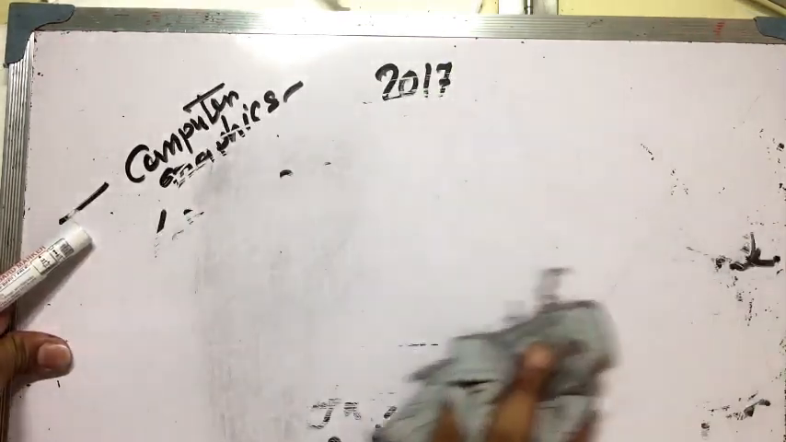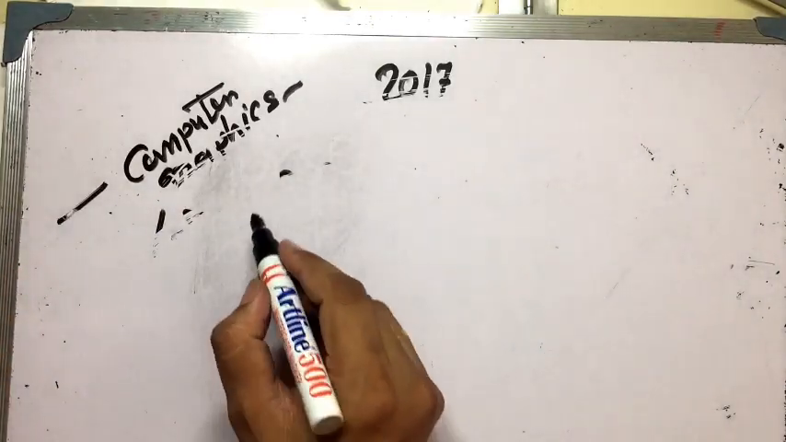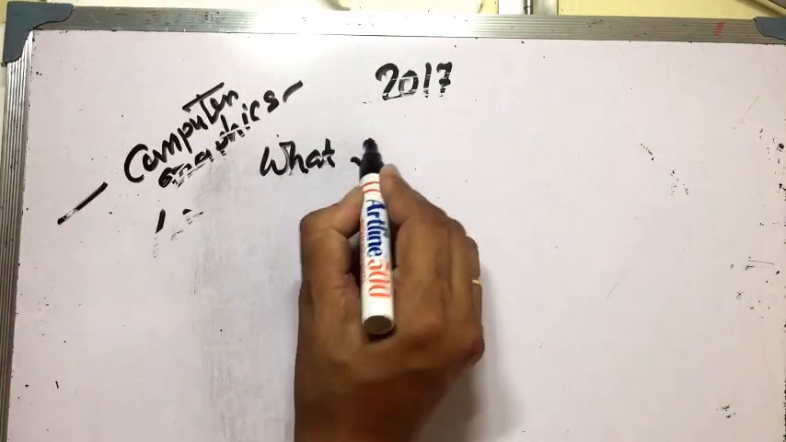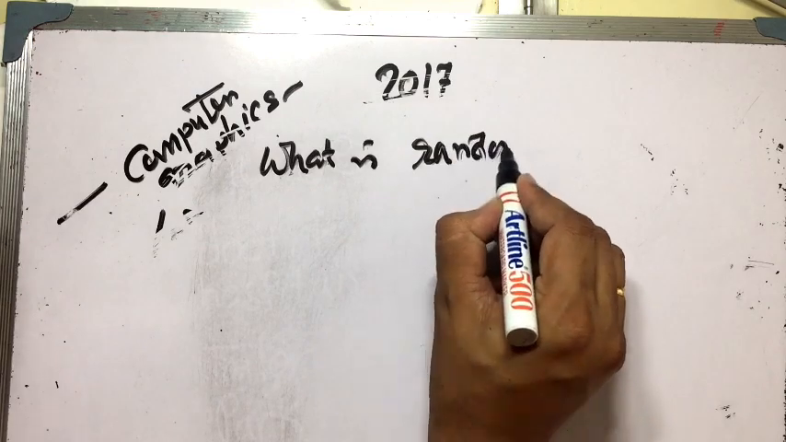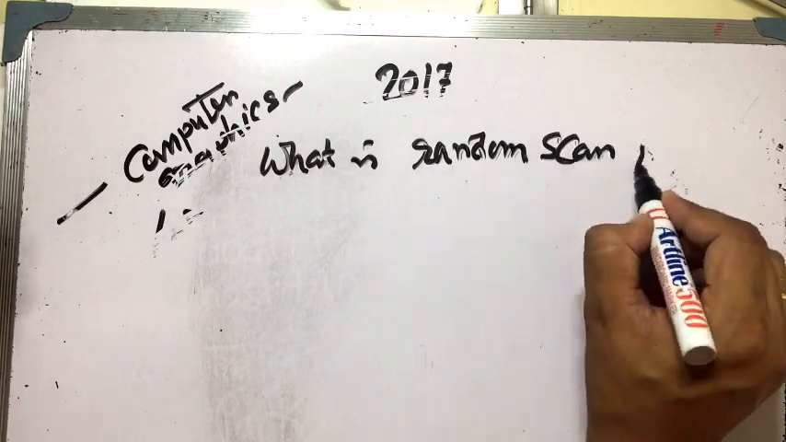Now back to the question. What is random scan display?